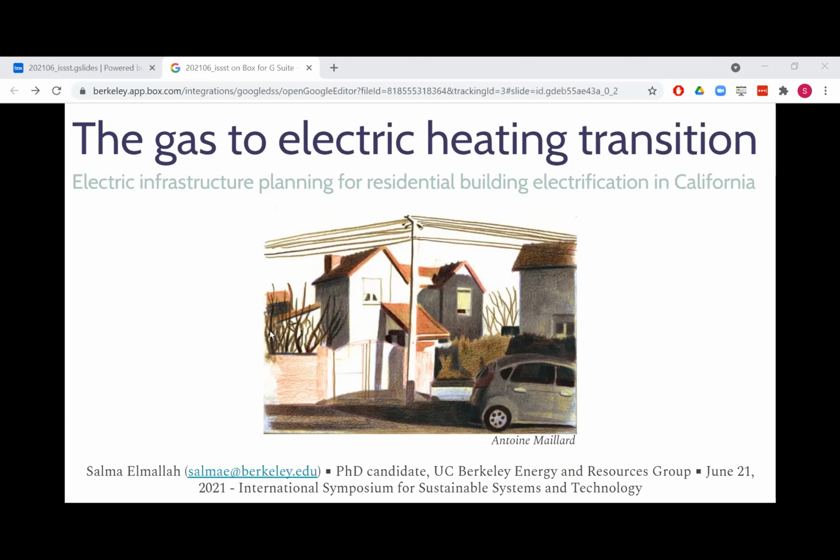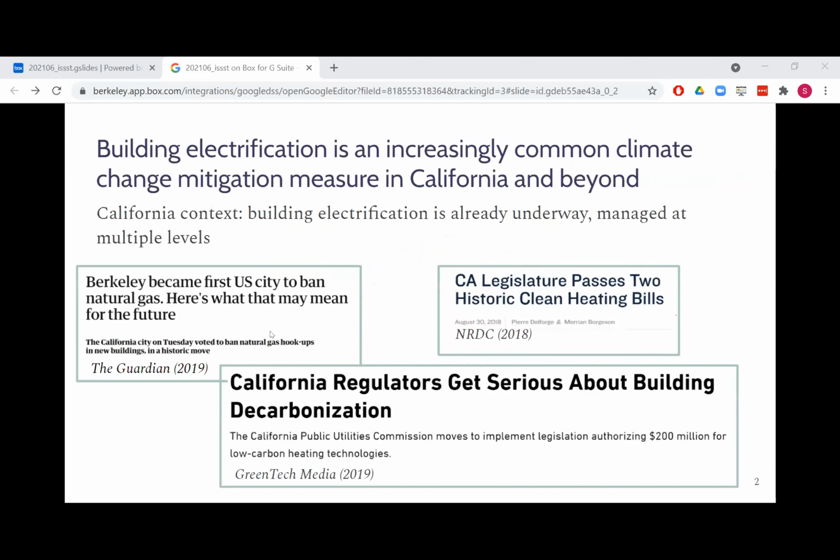So as Branden mentioned, I'm a PhD candidate at UC Berkeley. And I'm going to be presenting on some work on electric infrastructure planning as California transitions the residential buildings from gas to electric space and water heating. My presentation and my work are broadly focused on building electrification, which is increasingly common in California and beyond as a climate change mitigation measure.